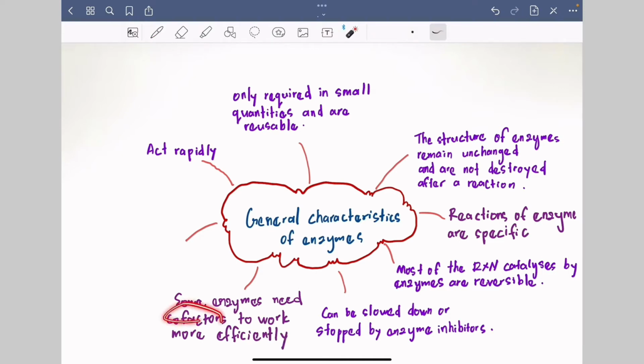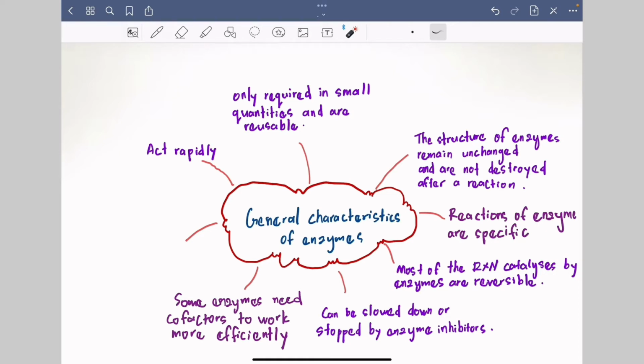Usually, cofactors are non-protein substances. They help with the reactions. These are usually ions, for example, calcium ions and zinc ions. They are very helpful. For example, in our mouth, there is salivary amylase.